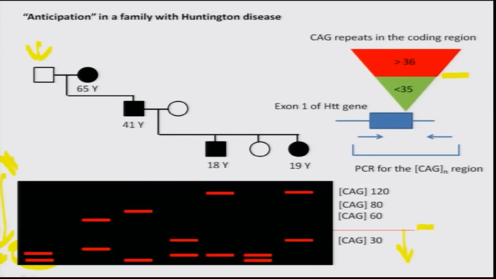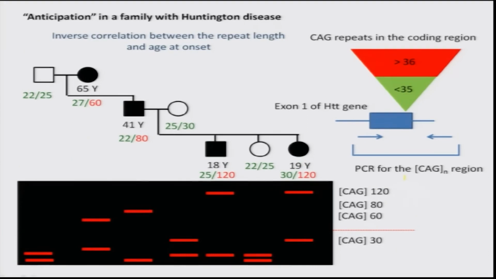And the mother, this lady: you see that one of her alleles is below 35, and the other one is above, about 60 repeats. What happened to her son? Her son has a much higher molecular weight repeat, probably 80. And in the next generation, these two individuals have much larger repeats, that is 120.